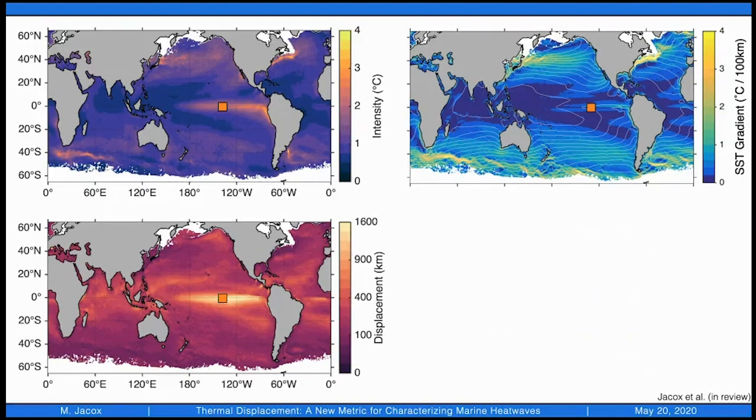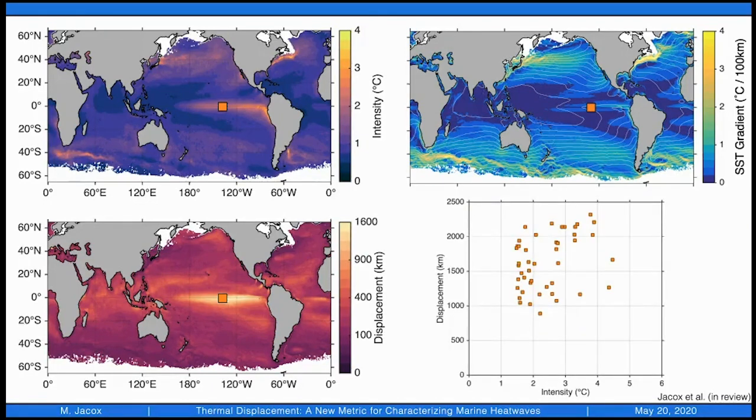So again, I'm pulling out here, this orange dot is the Eastern Tropical Pacific. And then for that one location, we can look at every heat wave in the historical record and plot the thermal displacement as a function of the intensity. So over most of the ocean, there is some positive correlation between the displacement and intensity for a given location. And in here, you've got intensities of say 1.5 to 4.5 degrees and displacements of 1,000 up to 2,500 kilometers.